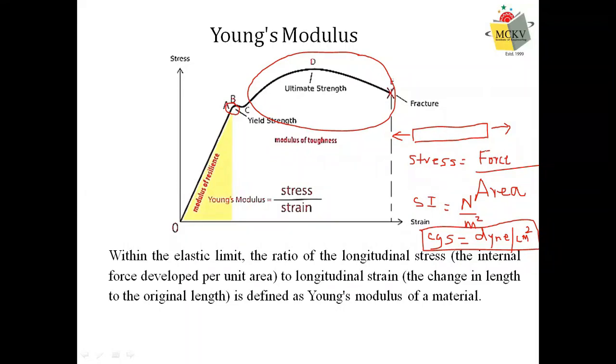But there might be a question: if stress is force per unit area, then what is pressure? Pressure is also force per unit area. But please understand, there is a basic conceptual difference between pressure and stress. Pressure is the applied force per unit area. So if you apply a force to try to elongate the body, this force per unit area is pressure. But due to this applied force, there will be some resistive force inside the body acting in the opposite direction. That resistive or reactive force per unit area is stress.